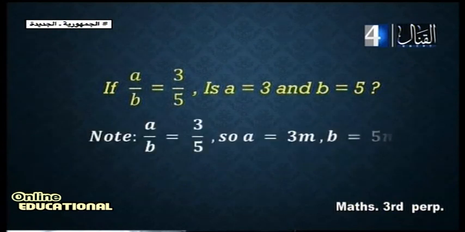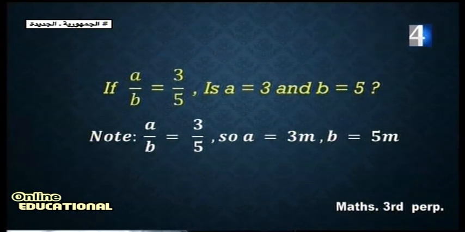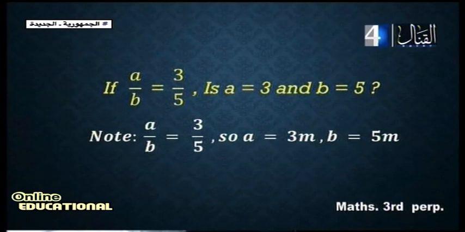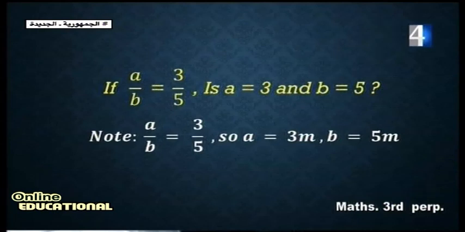So what about the relation between A and 3, and B and 5? Let us see. If A over B equals 3/5, it means that A equals 3M. What about M? We multiply 3 by a number, not equal to zero, which gives the antecedent A. And as we multiply the antecedent by M, we must multiply the consequent by M. So in this case, we can say that A equals 3M and B equals 5M. But A is not equal to 3 and B is not equal to 5.